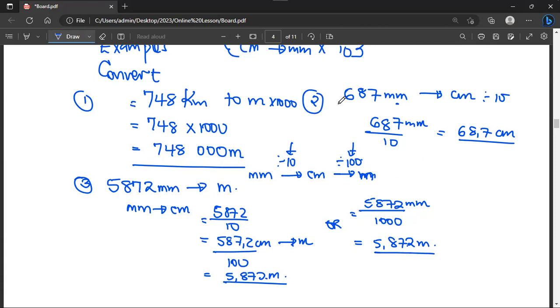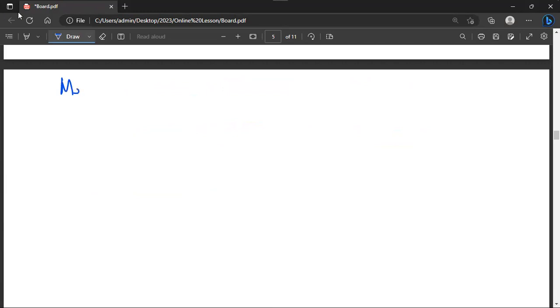That's how we convert that. Let's do one more. All right. We said we have two methods or systems of converting. We said we have metric and imperial. Let's do examples concerning imperial.